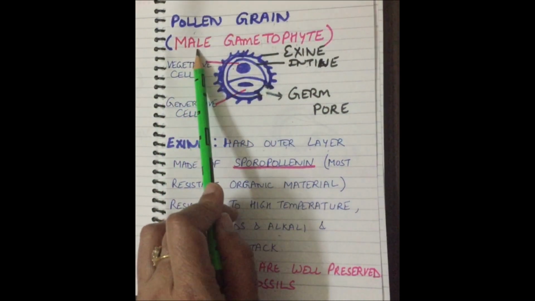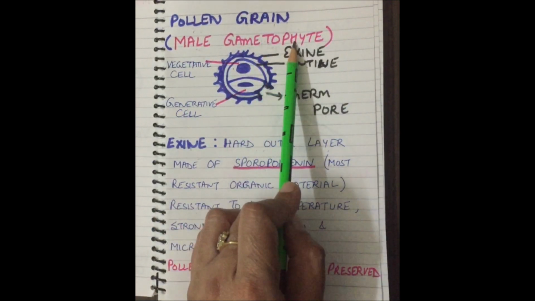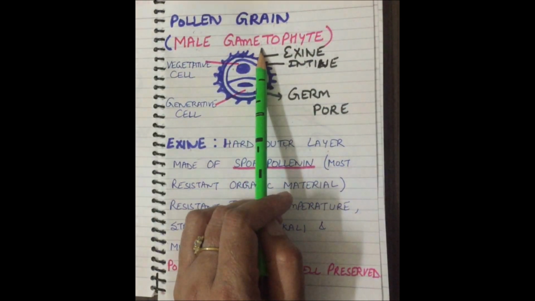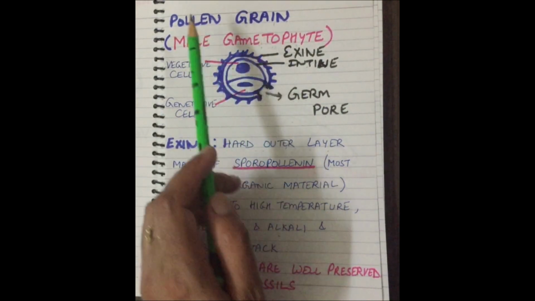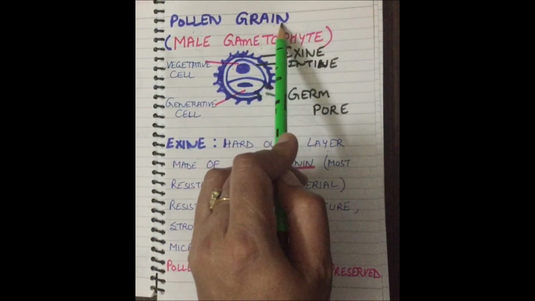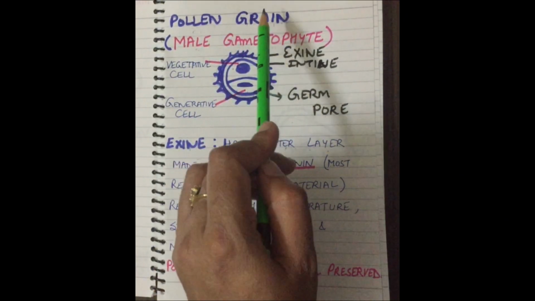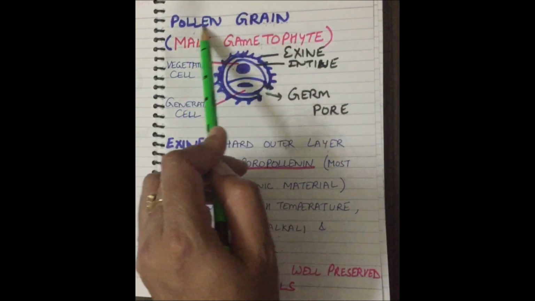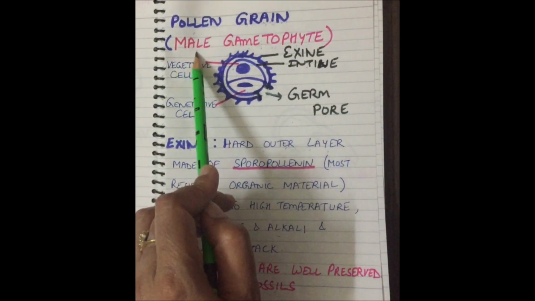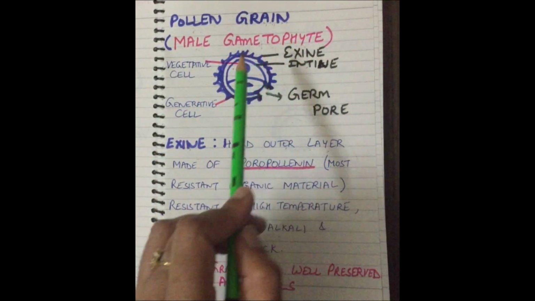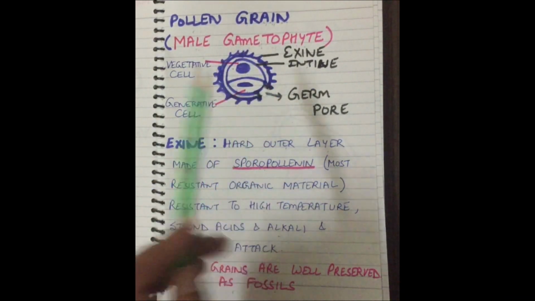Pollen grain is also called male gametophyte. Gametophyte bears gametes, so pollen grain will have male gametes in it. That's why pollen grain is also called male gametophyte. Now discussing the structure of pollen grain.